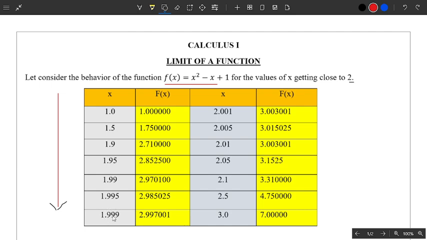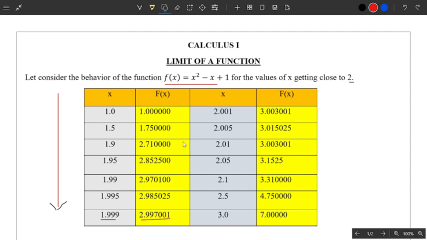You can see that the last number here is closer to 2. So as we defined from the first one, the values of x are getting closer to 2. And when the x values are getting closer to 2, the values of the function are also getting closer to 3. It's not exactly 3, but it is approaching 3.